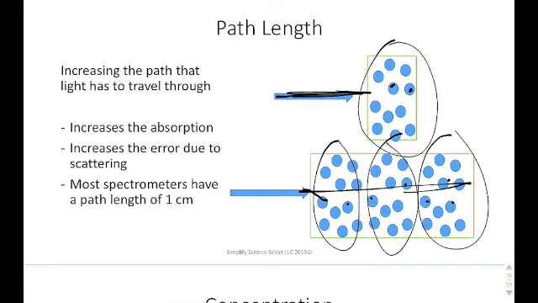Now, most spectrometers have a path length of 1 centimeter. You have a little cuvette. Cuvette is what this little box sort of thing is called, and you fill it with solution, and it's the same size for all of them. Okay, but you have to account for the path length.